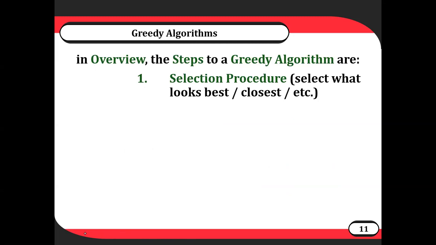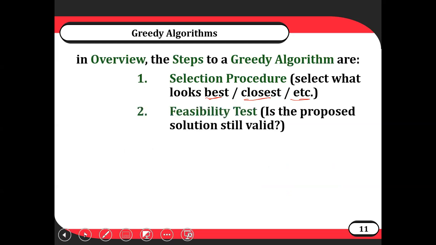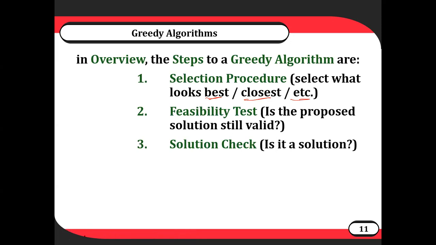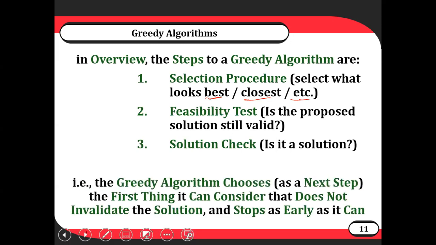We select what looks best, closest, etc. So depending on what we're trying to optimize or what we're trying to accomplish, best or closest or whatever sort of heuristic, we're going to choose a heuristic that's appropriate. We do a feasibility test. Is the proposed solution still valid? If it is, then we do a solution check. Is it a solution? And if it's not valid, then we return back to one and look for the next closest thing. All right, so the greedy algorithm chooses the first thing it can consider that does not invalidate the solution, and it stops as soon as it can.